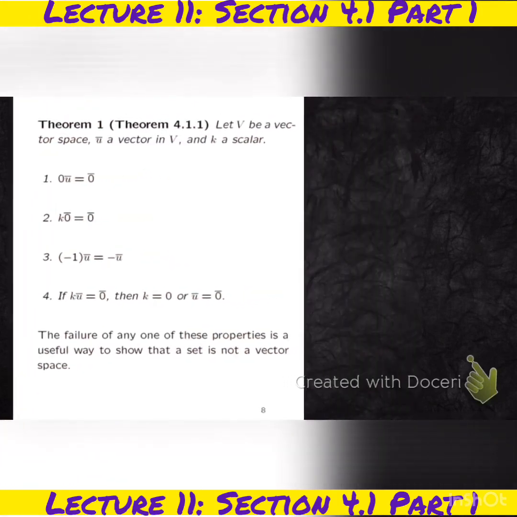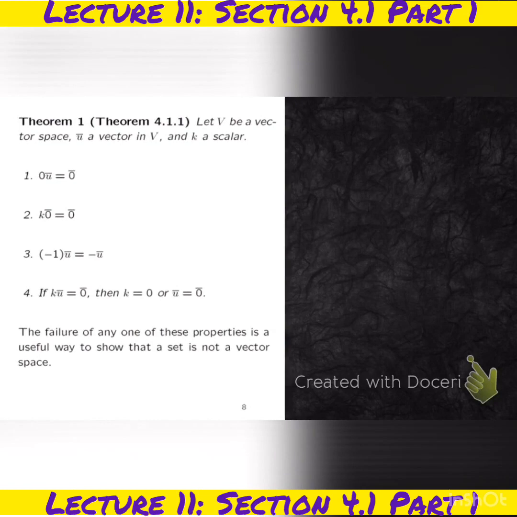All right, so I've done the proof of property 1 before. Let's just recap. In a vector space, I'm allowed to only use my axioms. You can look at 1 in quite an interesting way. Remember, we know that the scalar 0 plus the scalar 0 is the scalar 0.